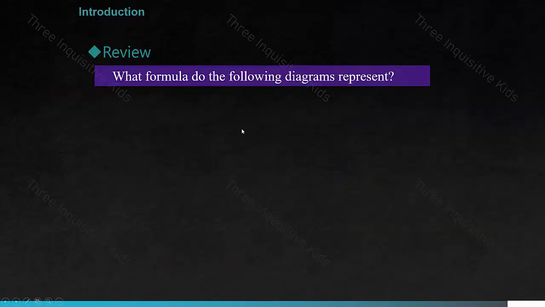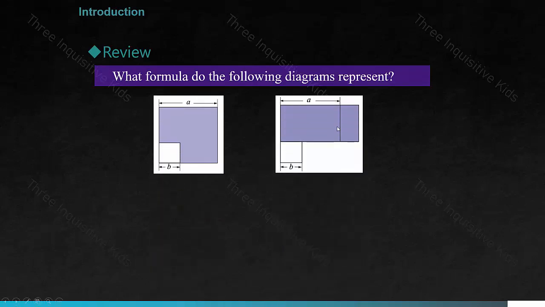What formula do the following diagrams represent? It's the square difference formula. A plus b times a minus b equals a squared minus b squared. So this formula is telling us how much is the shaded area of these two diagrams.